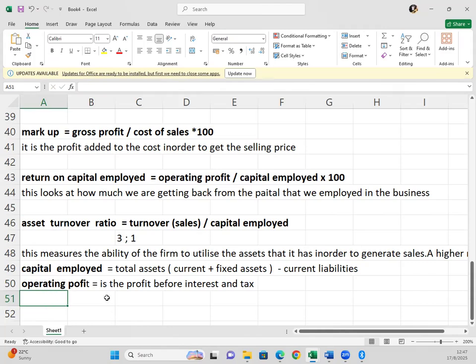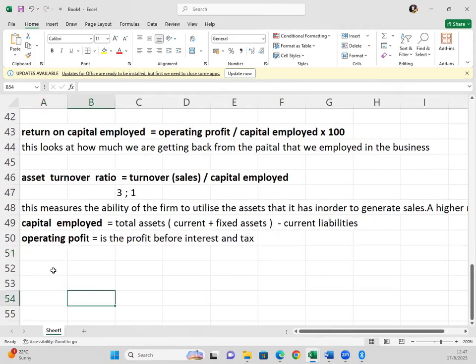So the operating profit is the profit before interest and tax. If they give you profit, the one that we want is operating profit, which is before interest. Interest can be called finance cost. So it's before interest and tax. Please take note of that.